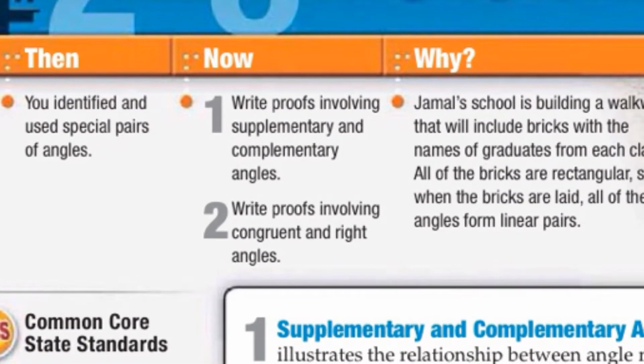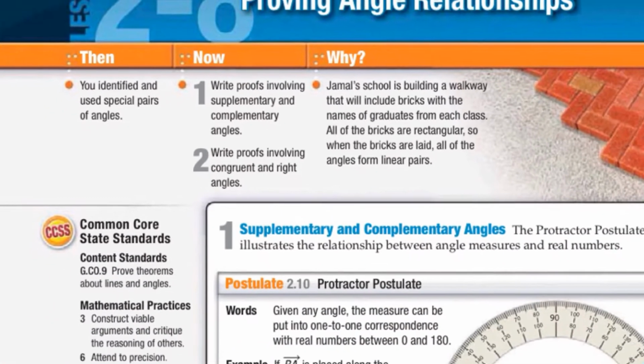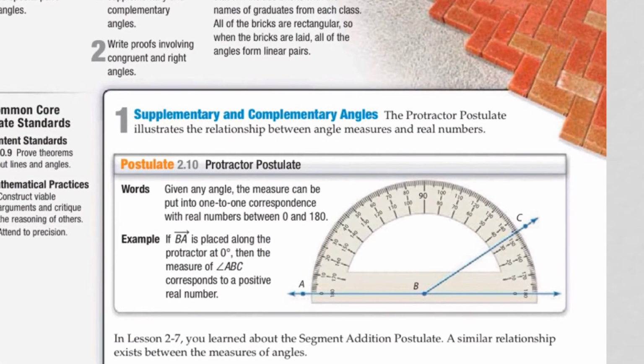Now, though, we write proofs involving supplementary and complementary angles. Proofs. And write proofs involving congruent and right angles. Now, there's something special about proofs, and I'm going to tell you about that later. Now, supplementary and complementary angles. Remember, supplementary equals 180. Complementary are two angles that add up to give me 90. Okay? So just remember that. Don't forget that meaning. If you're not sure, check that vocab.